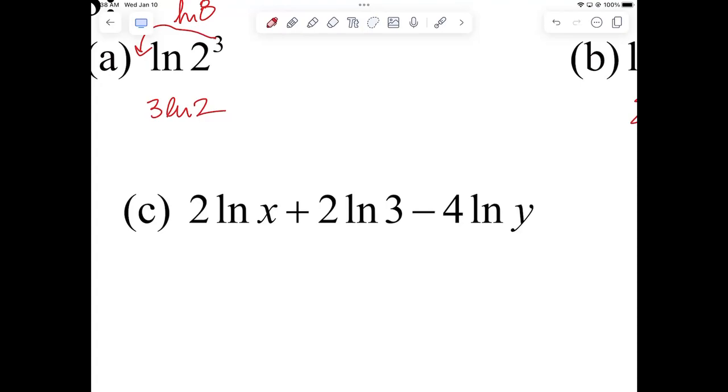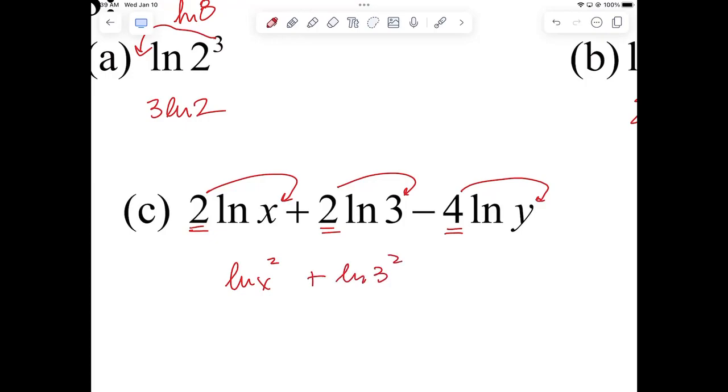Now, when you're condensing, what you're going to notice is you do have 3 terms. They're all natural logs, but I have constant multiples in front of each of them. Where did those constant multiples come from before they landed in front? They were exponents on the argument. So when you're condensing, the first step is to bring them back up. That's the natural log of x squared plus the natural log of 3 squared minus the natural log of y to the 4th. Yes, yes?